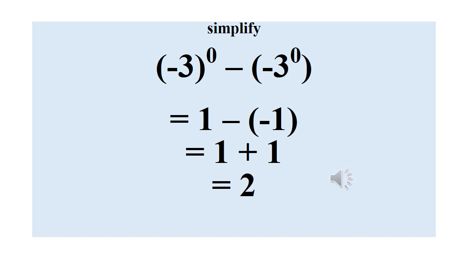But the second one, minus 3 raised to power 0 inside a bracket, means the minus sign will still be there, but the exponent 0 is affecting only the 3, which will now be 1. So the minus sign will still be there. We now have 1 minus 1. The minus times minus will give us plus, so we now have 1 plus 1. That will give us 2. That's the final answer, 2.